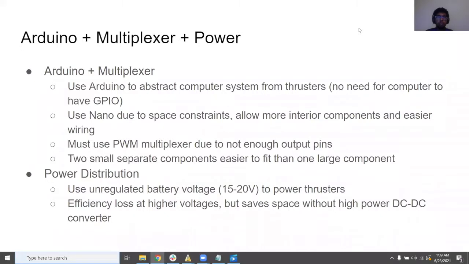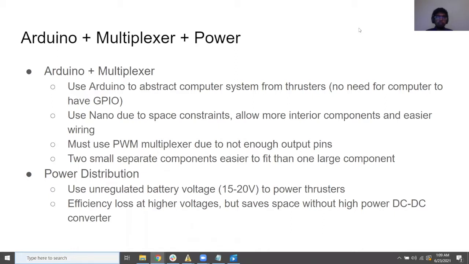We use an Arduino to abstract the physical design of the computer we use away from the robot. The main advantage of that being we can use any computer. This allows us to easily switch computers back to our old NUC should the need ever arise. We use an Arduino Nano over the larger Arduino Mega due to physical space constraints in the capsule and to avoid unnecessarily long and complex wirings.